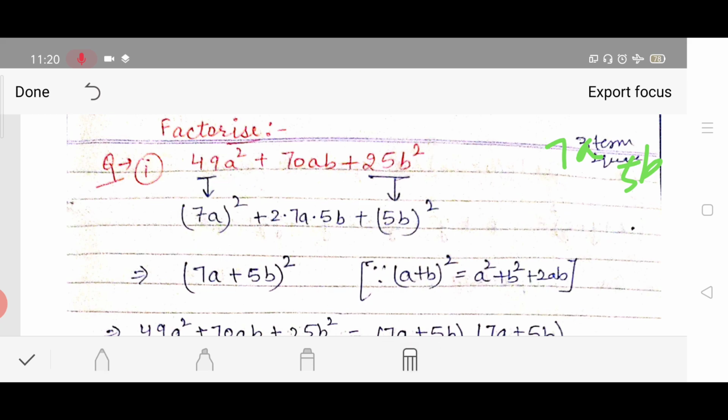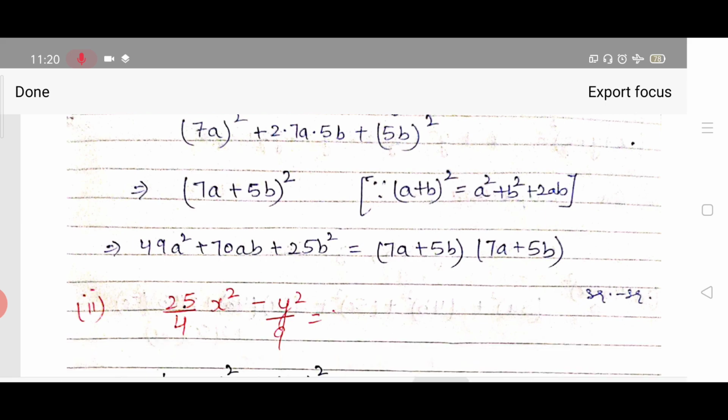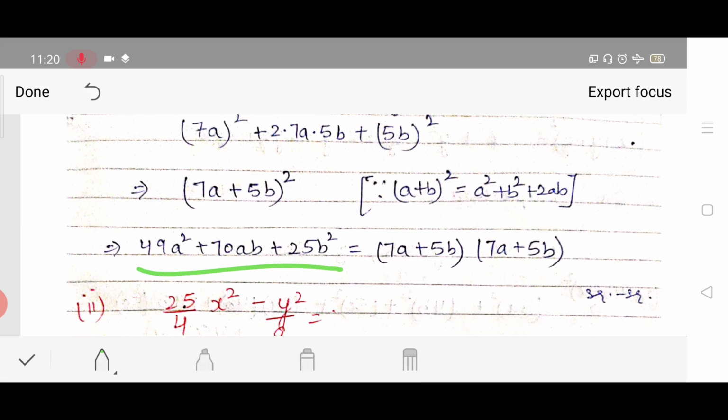So by applying the identity (a + b) whole square is equal to a square plus b square plus 2ab, the answer comes out to be (7a + 5b) whole square. So how can you write (7a + 5b) whole square as (7a + 5b) into (7a + 5b)? As you have to factorize this polynomial. Factorization means you have to write the polynomial as a product of two polynomials. So we have written here two polynomials in multiplication. So this is the answer of this question.